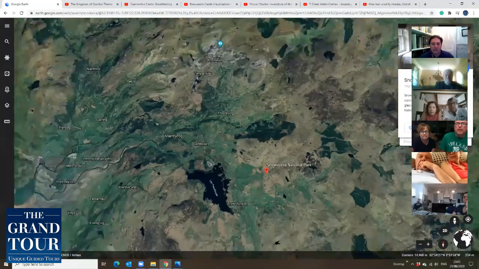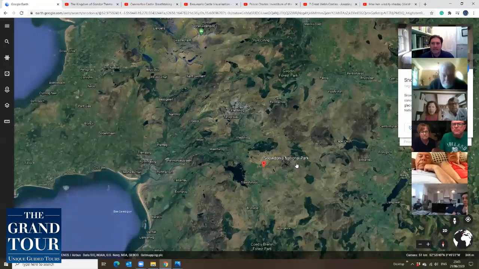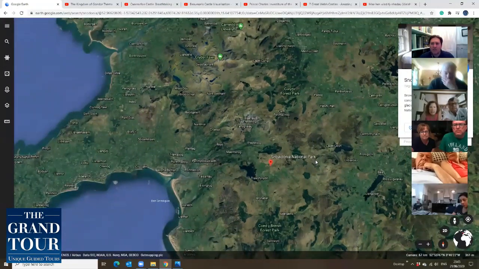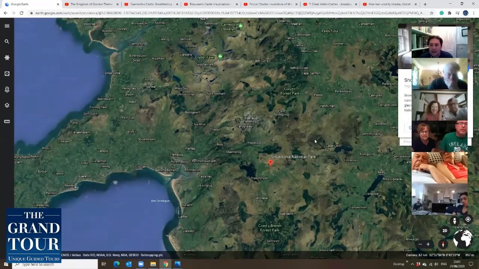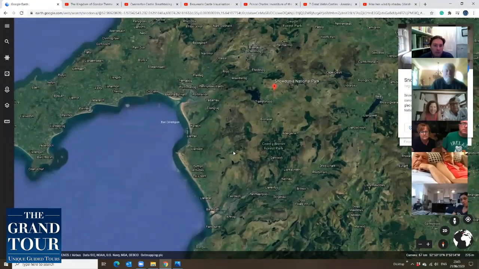Really? How high is it? Do you know? It's 1,300 meters. It's about 4,000 feet, just over 4,000 feet. So it's not very high, but consider England is mostly flat. It's quite a height. You could see.